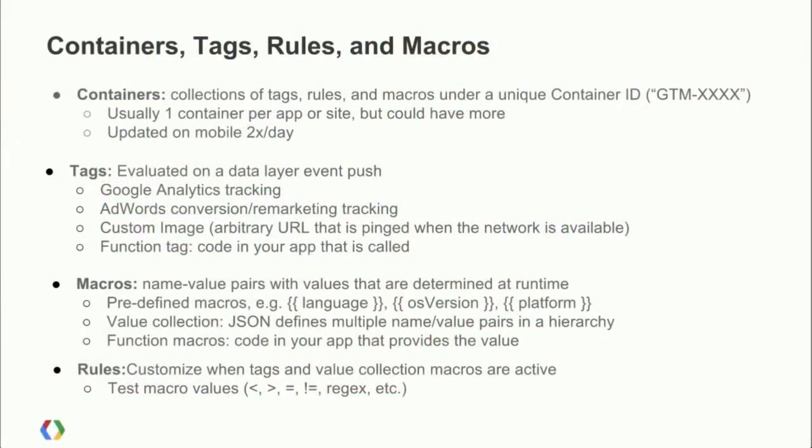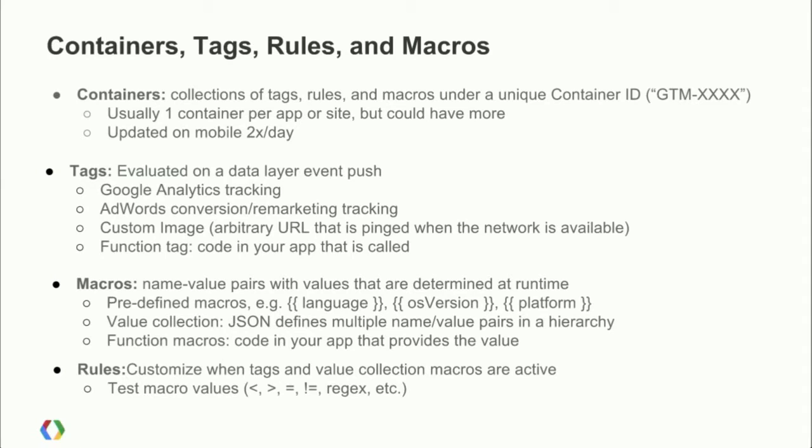Value collection macros are special in that they are the way that we have these configuration values that are accessible at runtime. So when you on your container call getString or getBoolean, what we're looking for are macros in the value collection. And we define basically JSON. So we have multiple key value pairs all in a hierarchy.